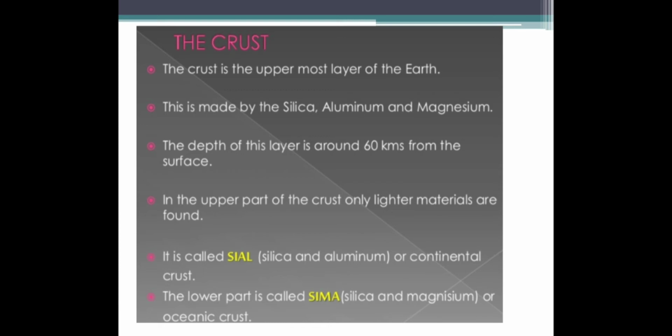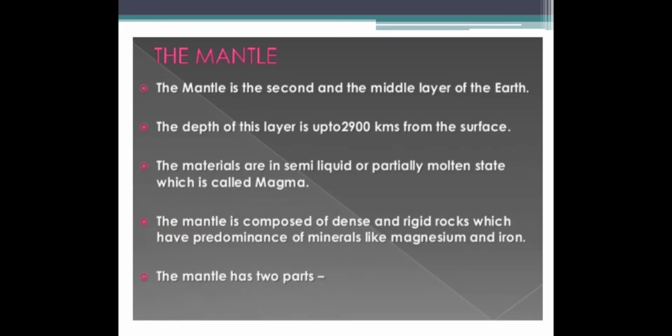Then the mantle is the second and the middle layer of the earth. The depth of this layer is up to 2900 kilometers from the surface. The materials are in a semi-liquid or partially molten state, which is called magma. Because the temperature goes on increasing, it is 2900 kilometers from the surface of the earth.